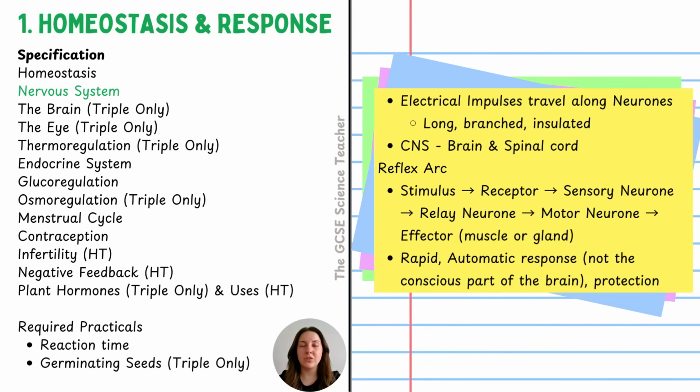A reflex arc shows the pathway of electrical impulse, from stimulus to receptor to sensory neuron to relay neuron to motor neuron, and then to an effector, either a muscle or a gland. These responses are rapid, automatic, and they don't go through the conscious part of the brain. They are there to protect us from harm.